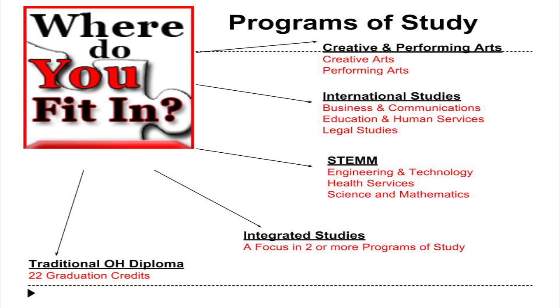We are now going to talk about programs of study. One of the educational opportunities you have as an Oak Hills High School student is to participate in a program of study. A program of study is focused concentration in a subject area. It is kind of like having a major while in high school. We have 4 programs of study at Oak Hills High School: Creative and Performing Arts, International Studies, STEM, which stands for Science, Technology, Engineering, Mathematics, and Medicine, and Integrated Studies.